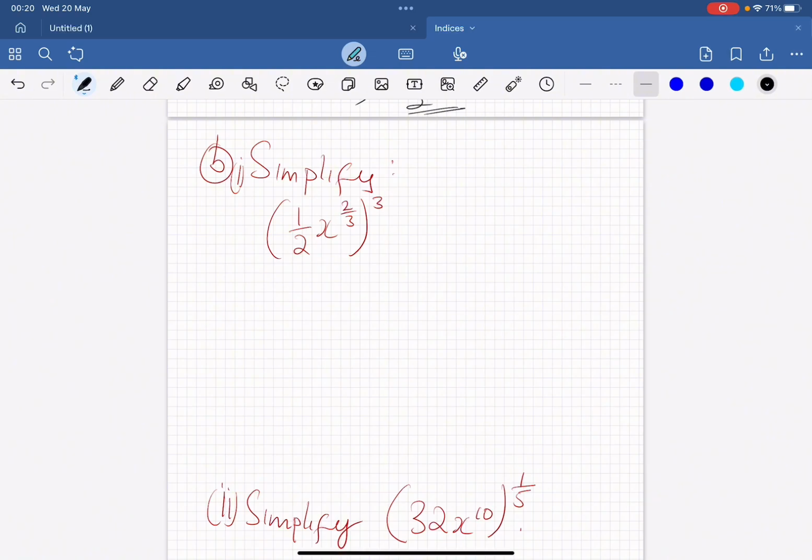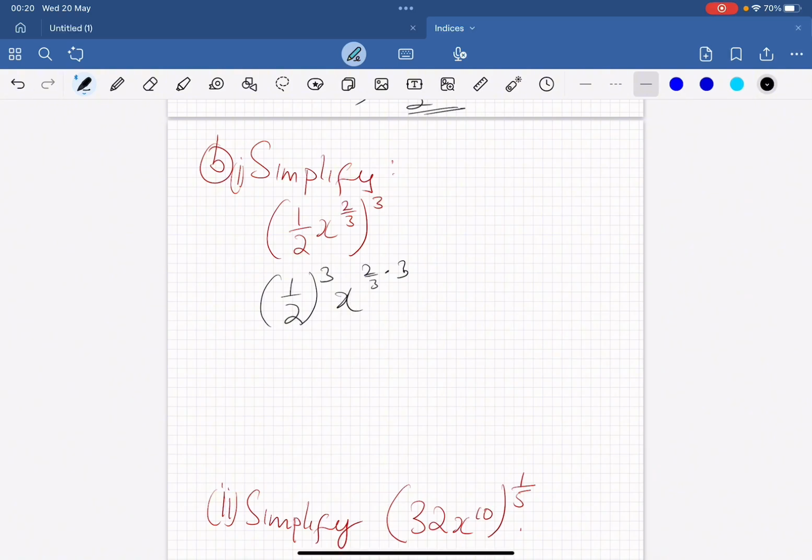Now the next question says (1/2 x^(2/3))^3. What I'm simply going to do is distribute. The 3 affects the half and also the x term. So this will be basically (1/2)^3 times x^((2/3)×3).